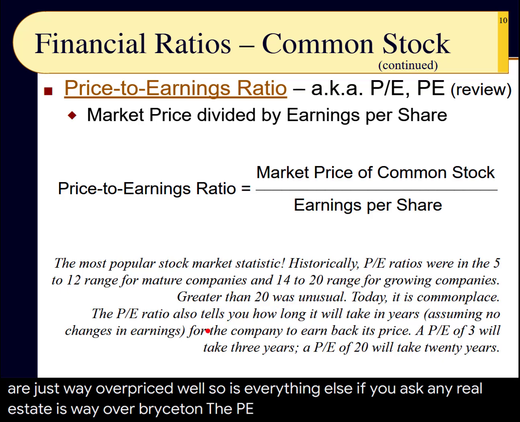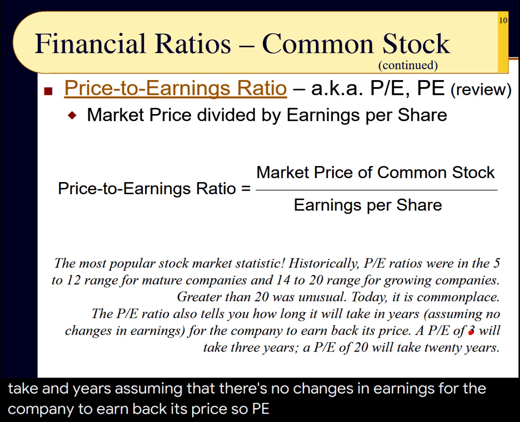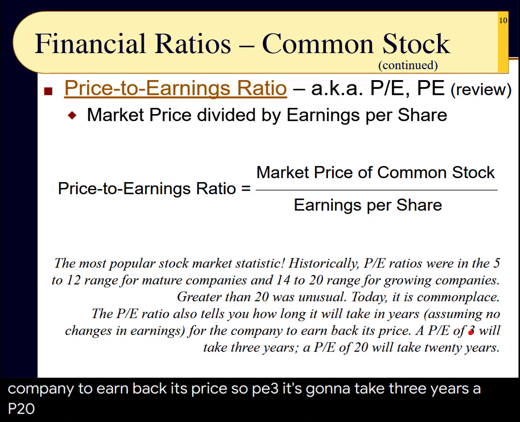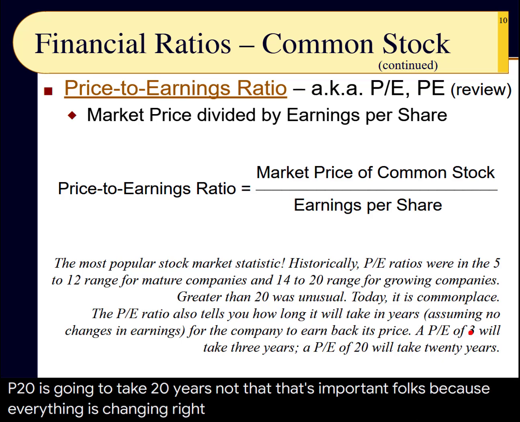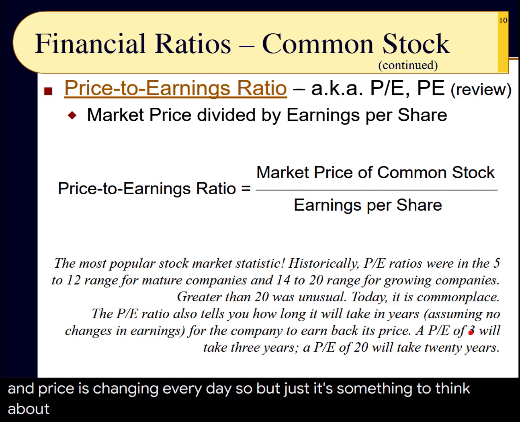The PE ratio also tells you how long it will take, in years, assuming there are no changes in earnings, for the company to earn back its price. So a PE of 3 means it's going to take 3 years. A PE of 20, it's going to take 20 years. Not that that's important, folks, because everything's changing, right? The earnings are changing every quarter and the price is changing every day. But it's something to think about.